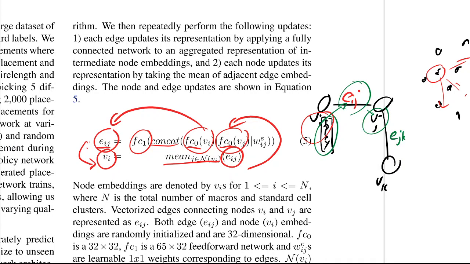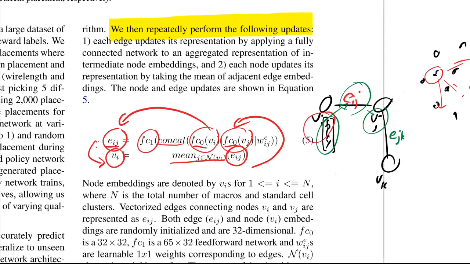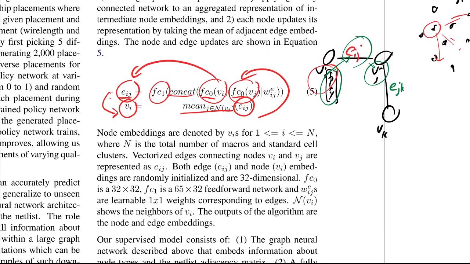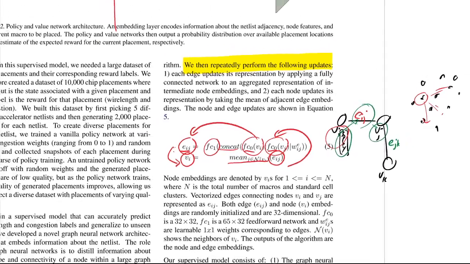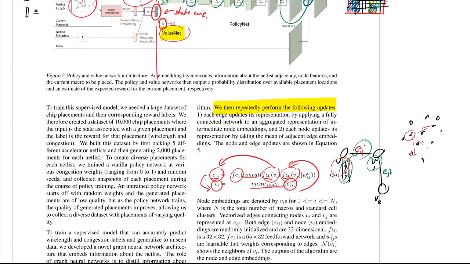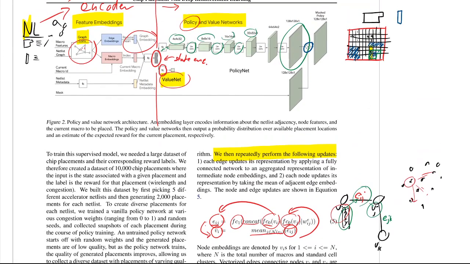I have not found how many times they do it. They simply say, we repeatedly perform the following updates. Maybe that's somewhere and I just haven't read it closely enough. But also, I haven't seen whether or not they then backpropagate through these multiple updates, or whether they just backprop through one of them. Not entirely sure.